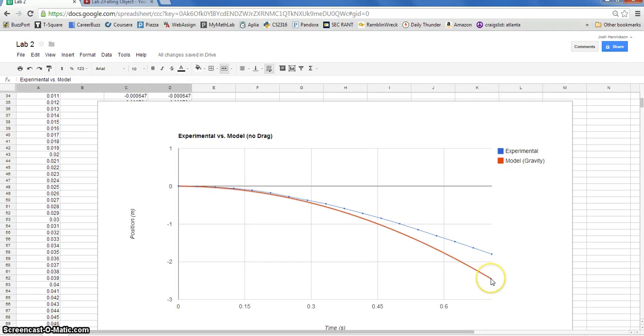This makes sense, as the model accounts only for the gravitational force on the ball, while the ball actually experienced forces due to gravity and drag. To account for this, we'll create a model that includes gravitational force and drag force.